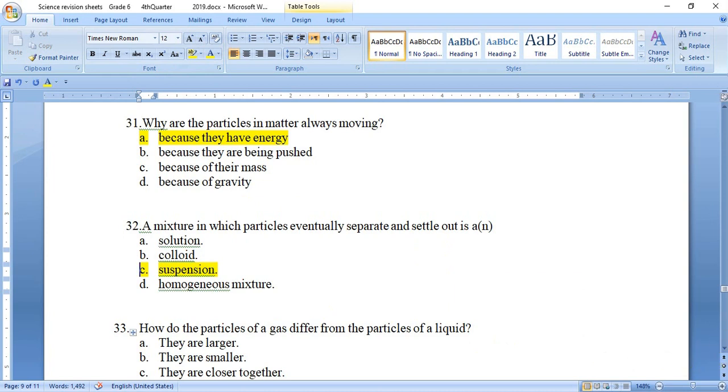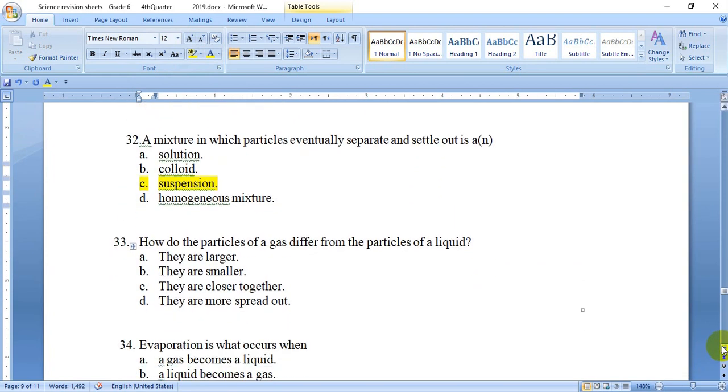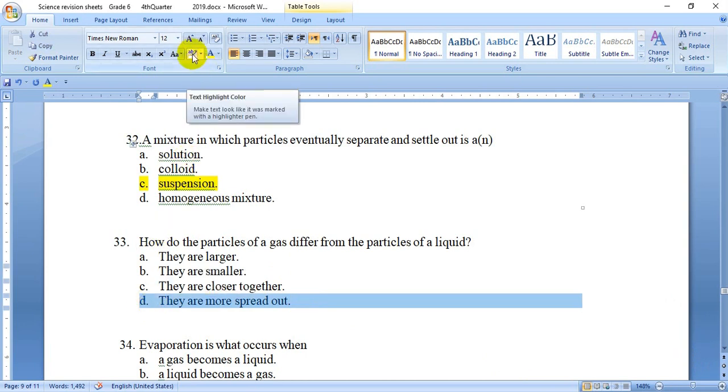Question 33. How do the particles of gas differ from the particles of a liquid? What's the difference between gas and liquid? Particles in gas have more energy, and that's why they move away from each other. So the answer will be they are more spread out.